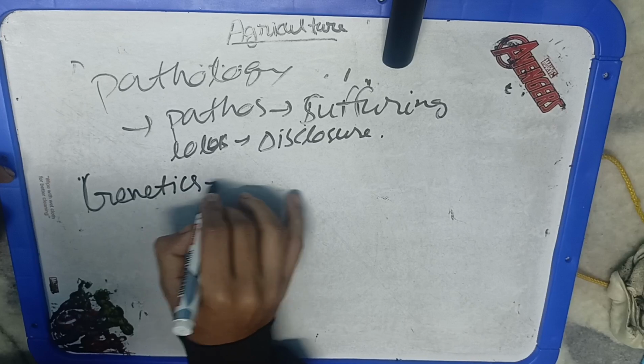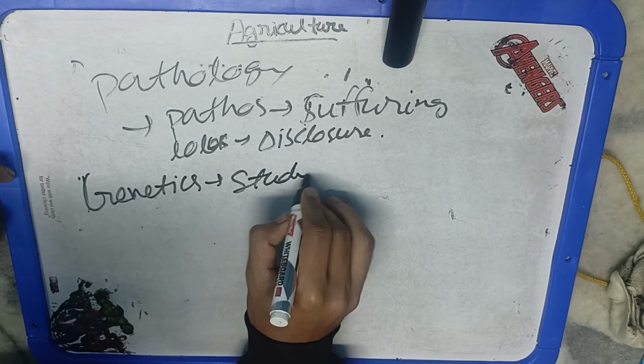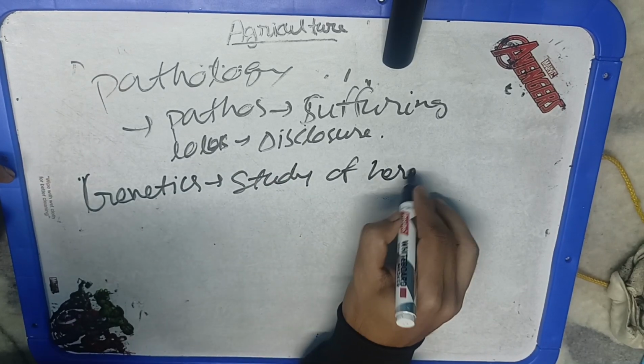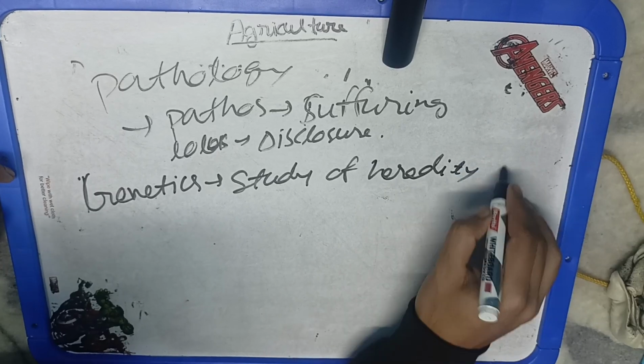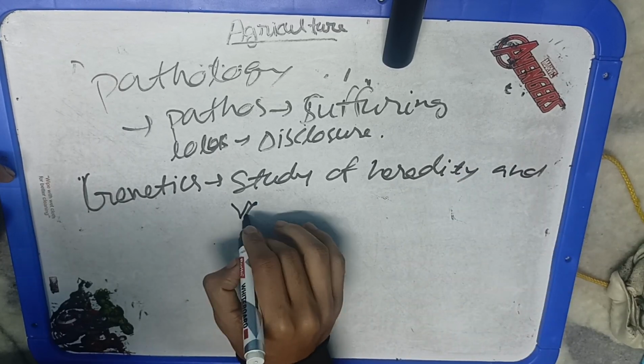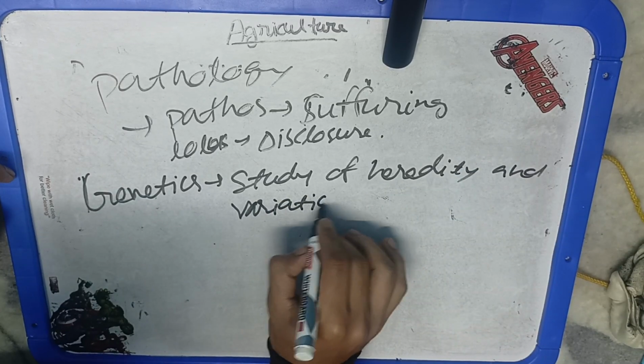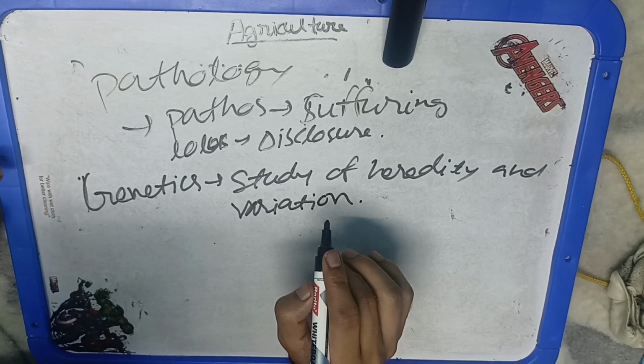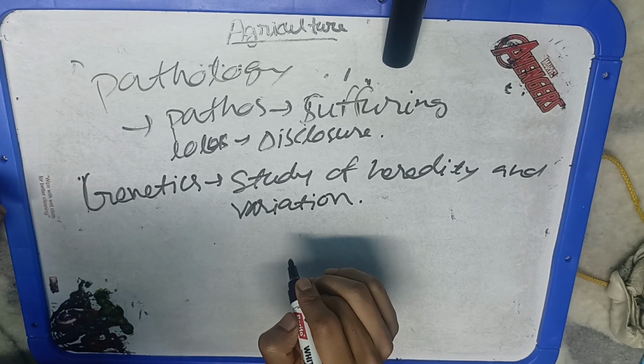Just take the example, we all have nose, eyes, and everything. But many a time we have heard this kind of statement: your eyes are matching with your mother or your father. So we generally say eye color is inherited from the mother. So all those studies are under genetics. Genetics is basically the study of heredity and the causes of variation.